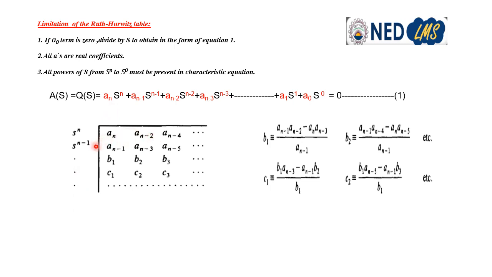For the second row, s raised to the power n minus 1, the coefficient of s raised to the power n minus 1 is an minus 1, and then we have written here the alternate coefficients. So the first two rows of the Routh table are actually completed with the help of the coefficients of the characteristic equation. Next, the remaining table we will compute by using the coefficients, and we'll fill this table.